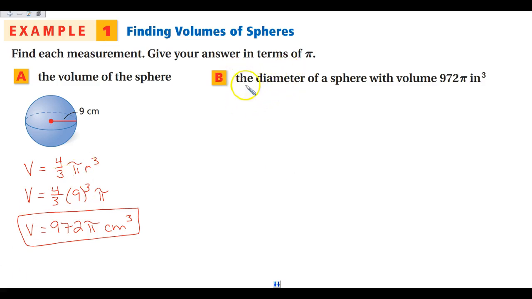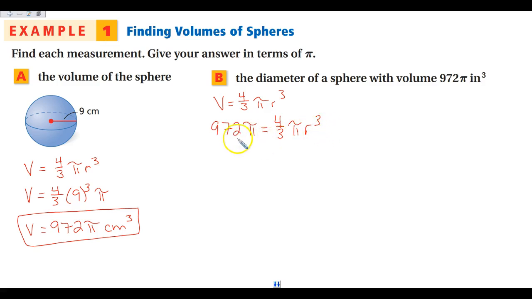All right, next we're going to take a look at part B. And we want to find the diameter of a sphere when we know the volume is 972 pi inches cubed. So the first thing I do, I know the volume. So if I find the radius, then I can figure out what the diameter is. So my volume formula again is 4/3 pi r cubed. All right, so what I'm going to do here is plug in what I know. I know that my volume is 972 pi, and then that will equal 4/3 pi r cubed.